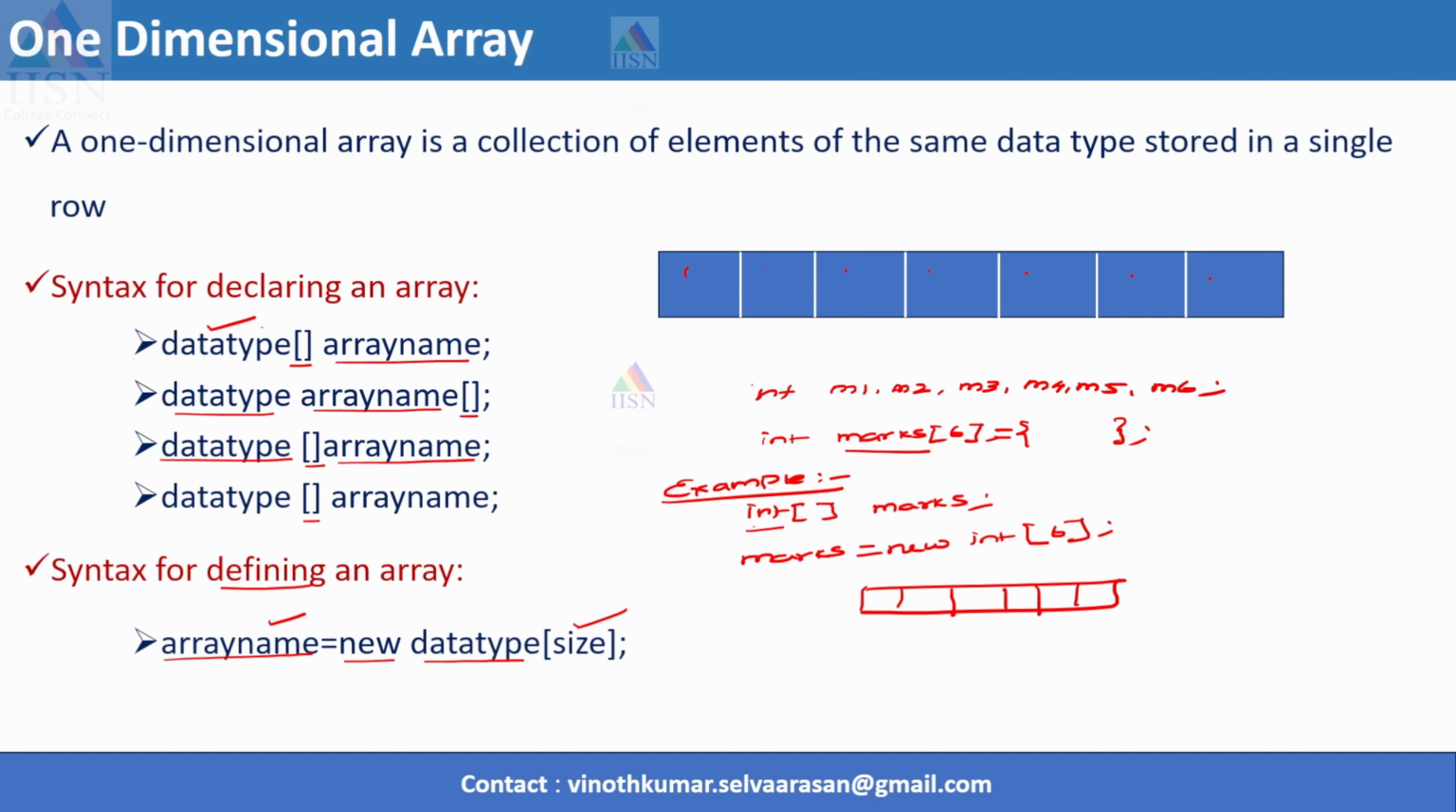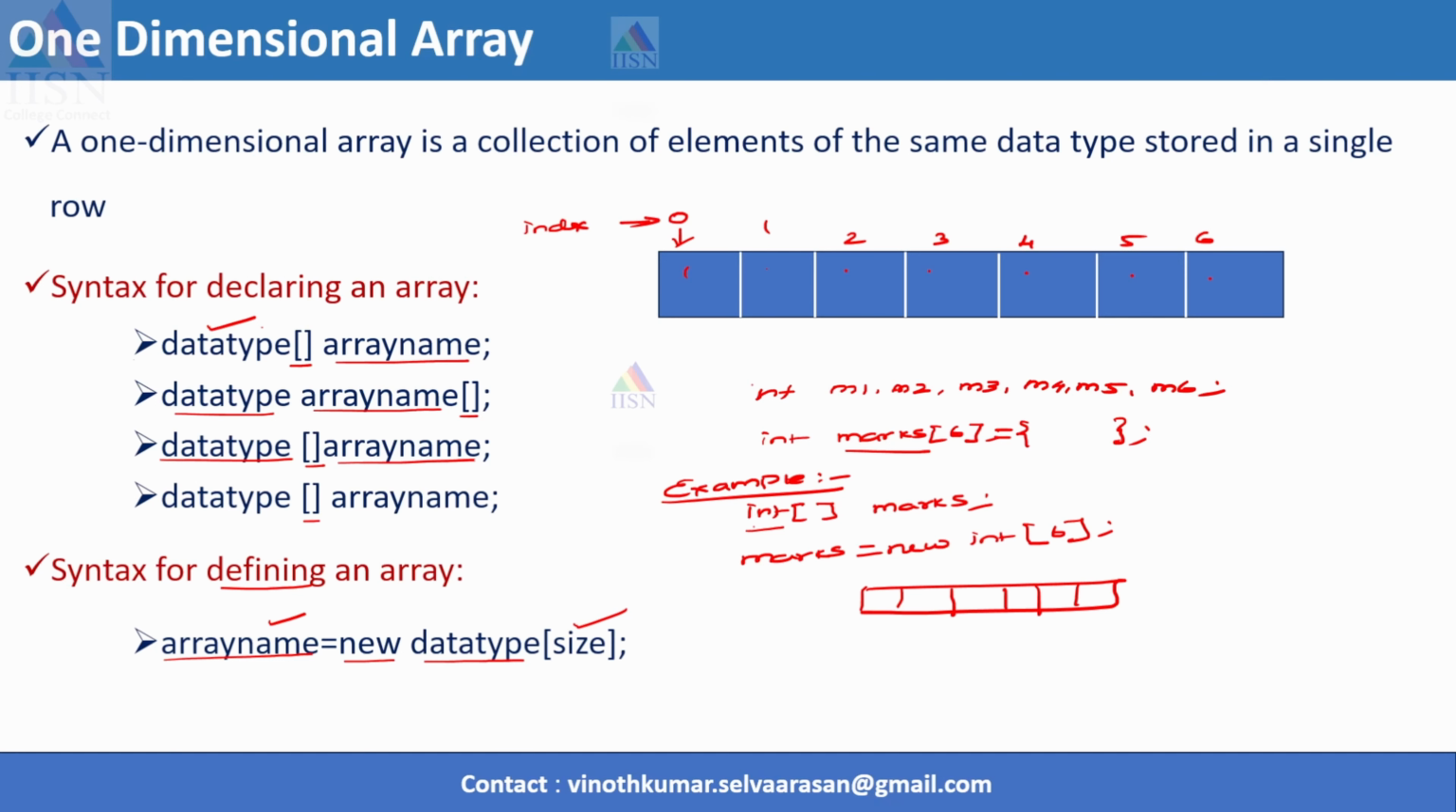Now you need to access the first value. To access a value in the array locations, you need to use the index values. The index values of the array blocks start with 0 and end with the size of the array minus 1. So 0, 1, 2, 3, 4, 5, 6. To access the array locations, you mention the array name followed by the index location, the index value.